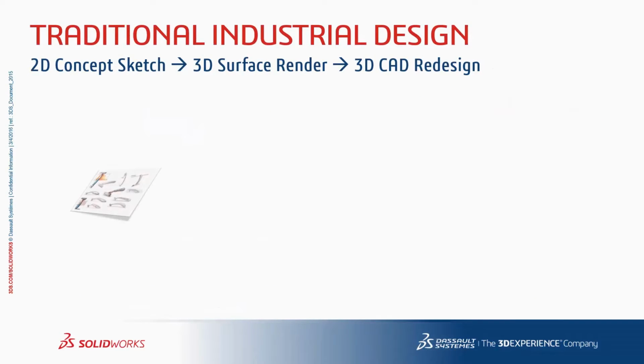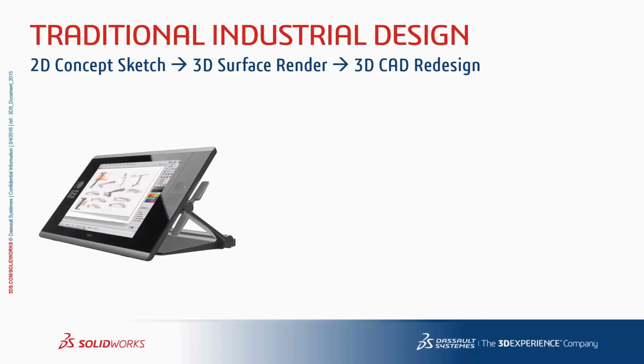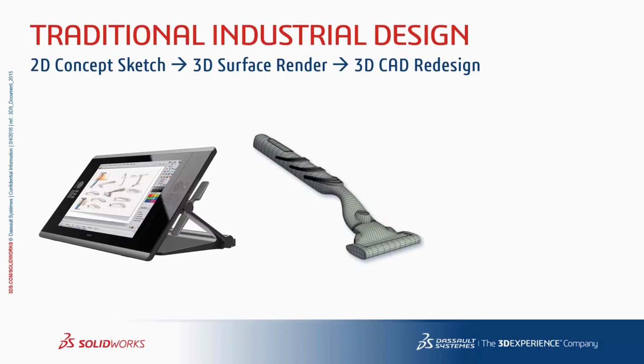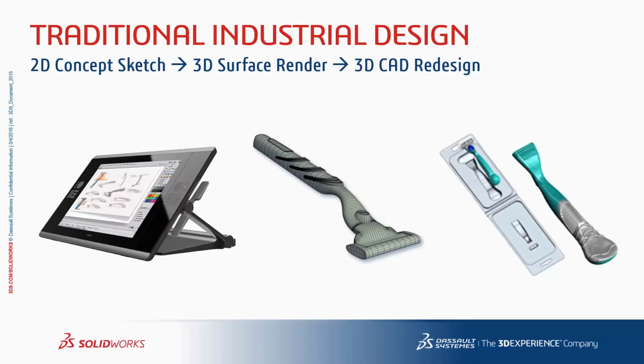In a very simplistic form, you start typically with some sort of 2D concept sketch phase. You then take those concept sketches and you create a 3D model. That could be done with some sort of surfacing tool. It could be done in a CAD parametric tool like SolidWorks. It could even be done on a prototype phase using clay or cardboard. Eventually, you finalize that concept and you bring it into a 3D CAD system to add the finer details.